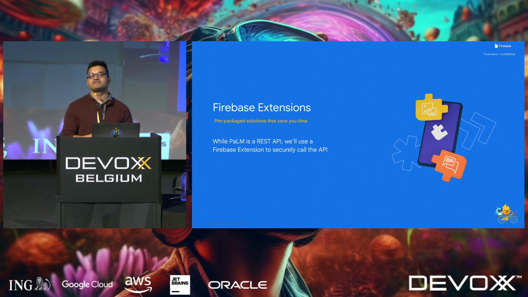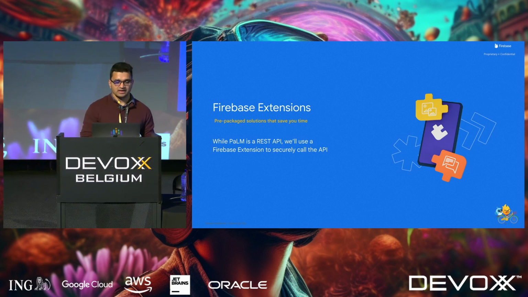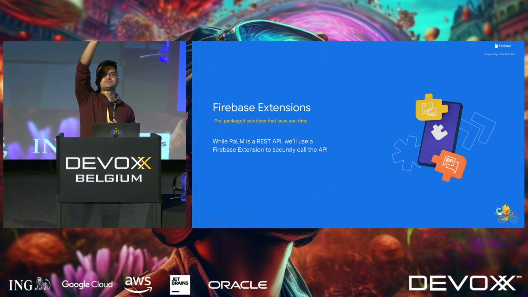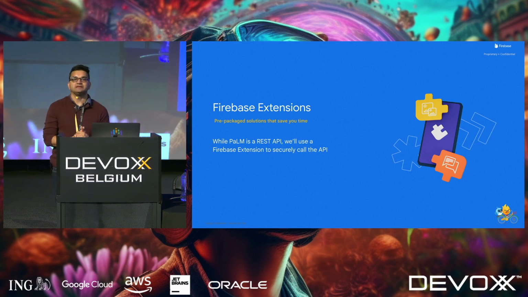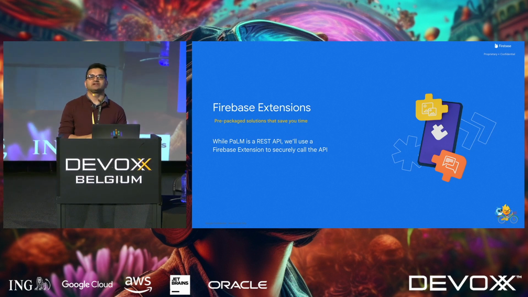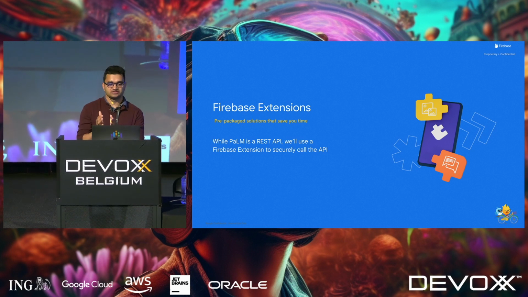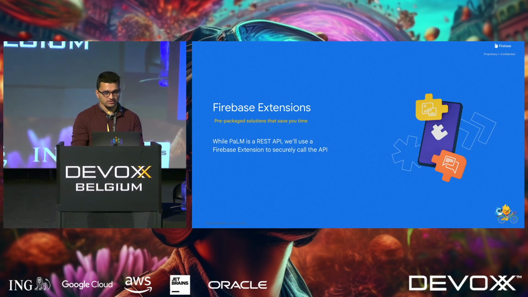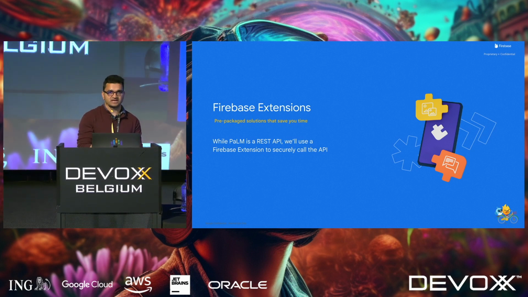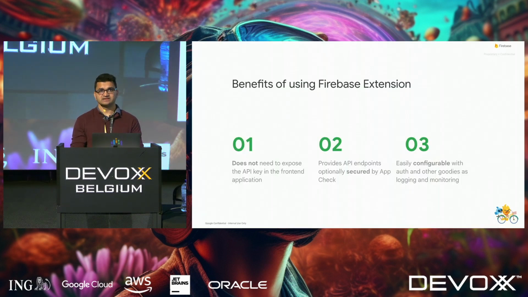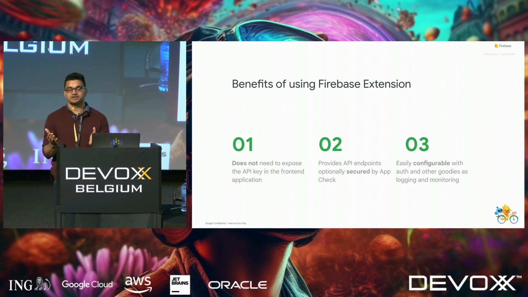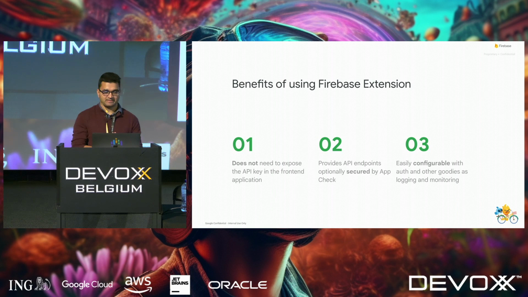And that's where something like Firebase extensions comes in. Are folks familiar with Firebase? Okay, sweet. Firebase extensions are basically pre-packaged solutions that save you time in integrating run-of-the-mill functionality and quickly adding custom solutions into your app. So what we'll do here is use a Firebase extension to securely call the API. Ultimately it's a REST API, so you can call it the way you would any REST API, but there are some benefits of using a Firebase extension.